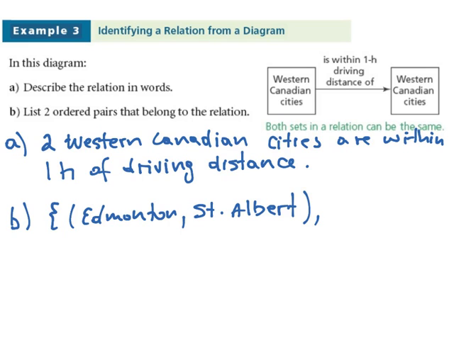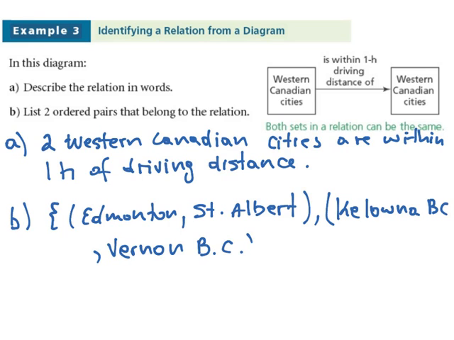Another example, if you are from BC, Kelowna in BC is within 1 hour of Vernon. It's about a half hour driving time between these two cities. And BC is a western province, and therefore it does work out for our ordered pairs.